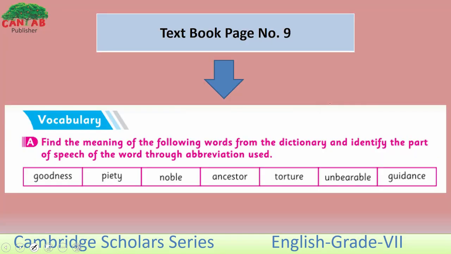Now look at the page number 9 of your textbook. We have a vocabulary section here. See what it says. Find the meaning of the following words from the dictionary and identify the part of speech of the word through abbreviation used.